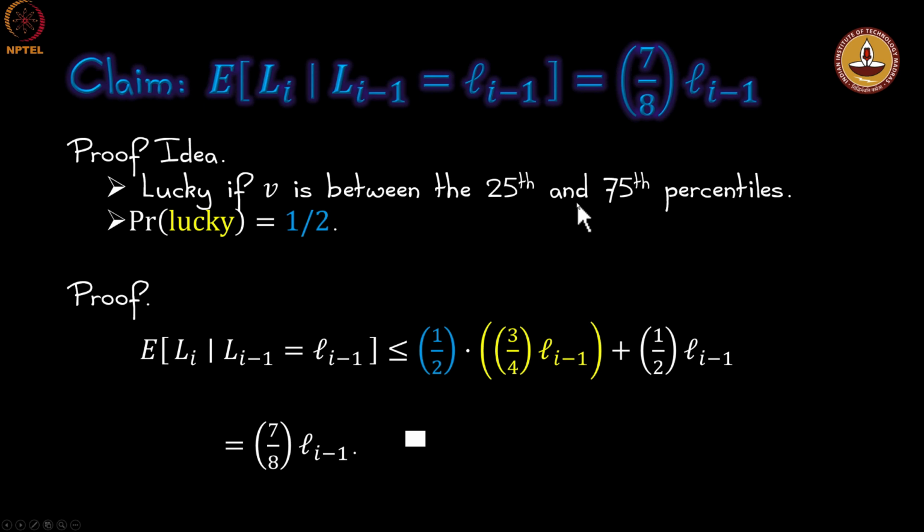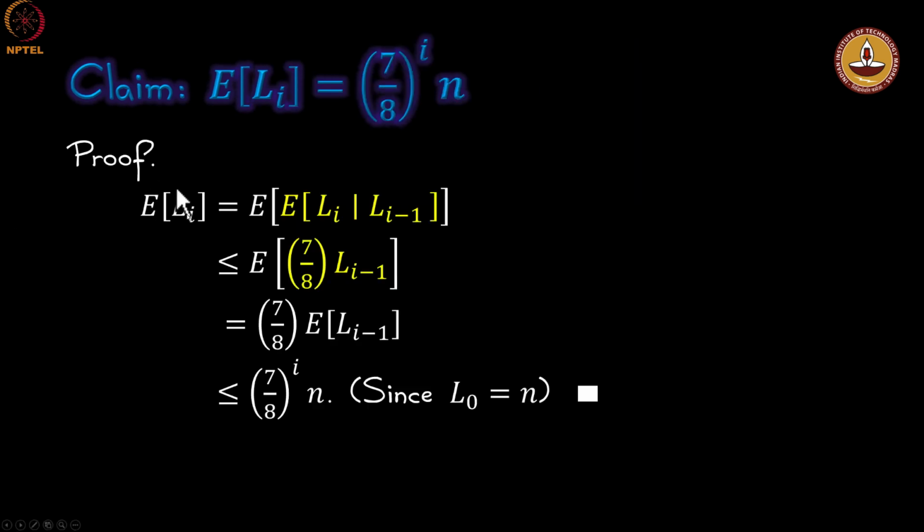And therefore the shrink in the size of the array is a factor of 3/4 at least, provided we get lucky. And that's exactly why we have this 3/4 over here. And when you evaluate this expression, you get 7/8 times Li minus 1. Now we want to bound this expectation of Li.